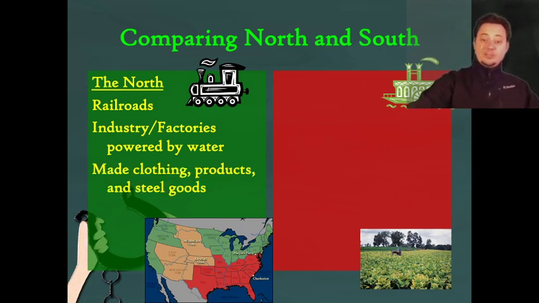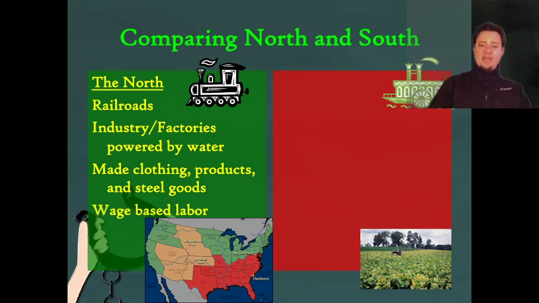They make things like clothing, different products, things like ammunition, metal stuff, anything that's made out of steel. That typically comes from the North during this time, and it is wage-based labor. In the North, they pay people to work in factories.